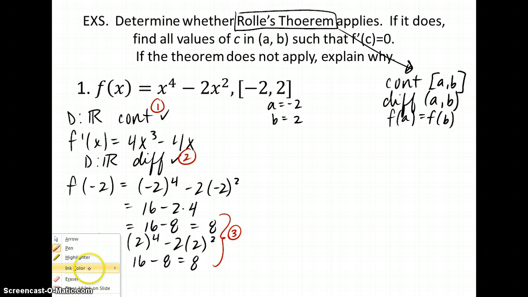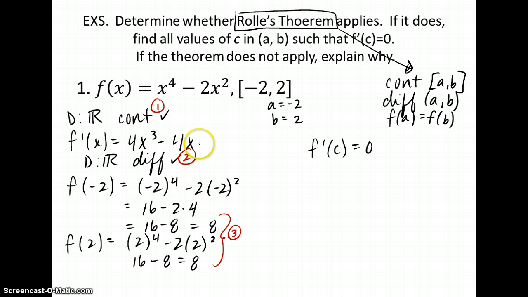Now when we start talking about theorems with the AP test, you do have to show that the conditions are satisfied, so I will be looking for that as well. Okay, now we can make our conclusion. The conclusion is that somewhere the derivative is equal to 0. So we already found the derivative to show differentiability, so I'm just going to replace x with c.